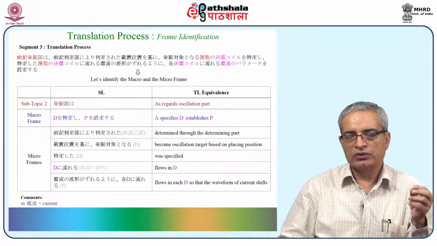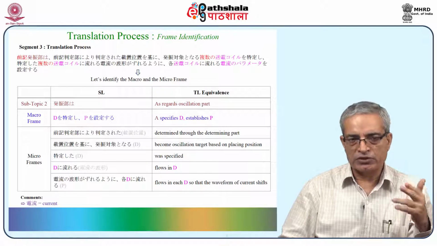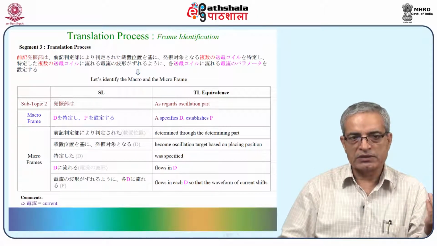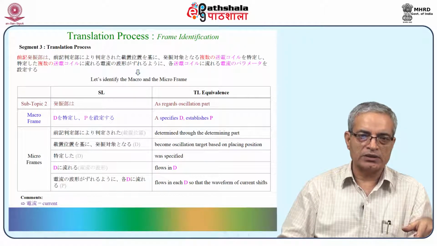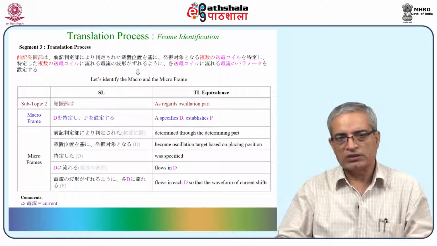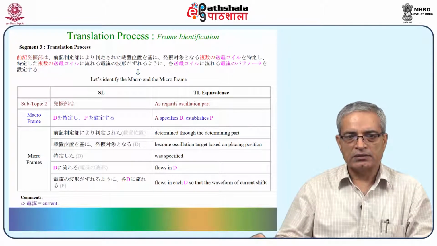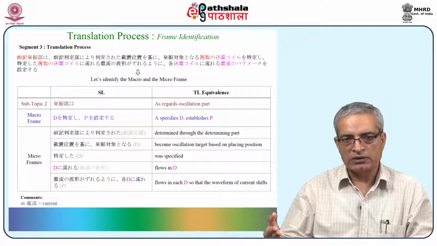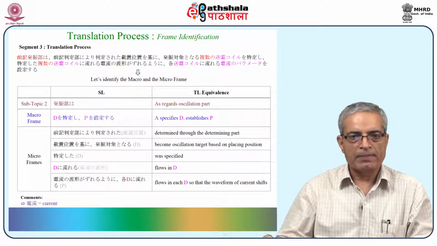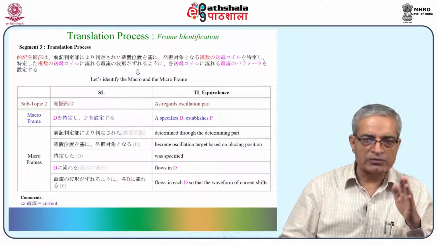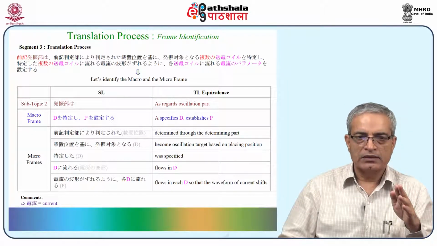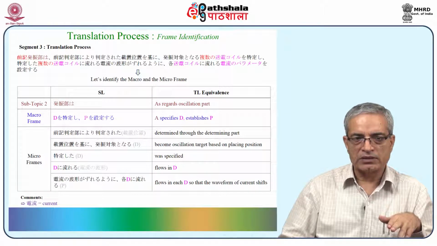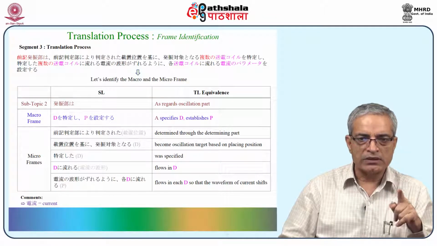Now let's try to identify the macro and the micro frame. The procedure remains the same as it was done in the previous examples or previous segments. First is hashin bu wa, that is as regards oscillation part. Macro frame is D o tokutei shi P o settei suru. So A is not required here, so A is actually, it specifies D and establishes P. Then the microframes are listed here. First is zenki hantei bu ni yori hantei sareta, and so determined through the determining part. Zenki hantei bu is determining part.